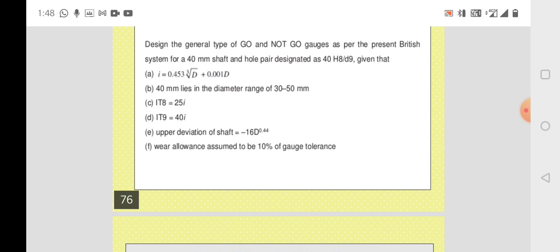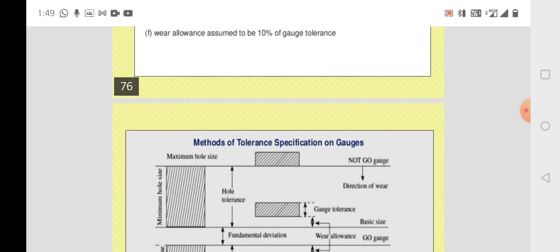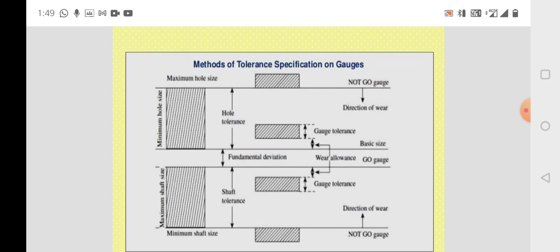Then wear allowance is always assumed as 10% of the gauge tolerance. So gauge tolerance is 10% of the work tolerance, and wear allowance is further 10% of the gauge tolerance. So it is very small, and it is always given for the go gauges only, because no go gauges are not subjected to wear and tear. They are not coming in contact with the workpieces. Go gauges are always coming in contact with the workpieces whenever we are checking the dimensions. So that's why wear allowance is given on the go gauges only.